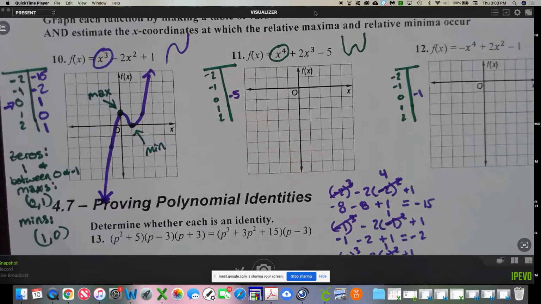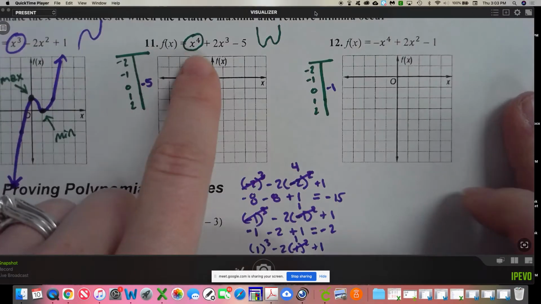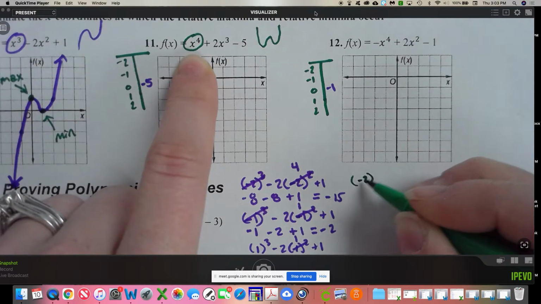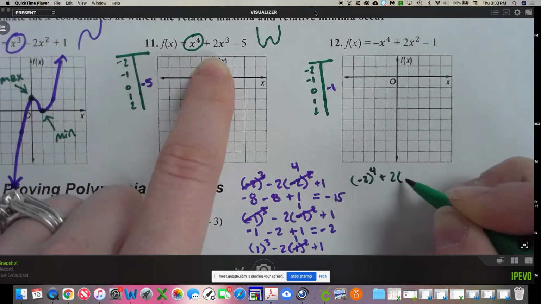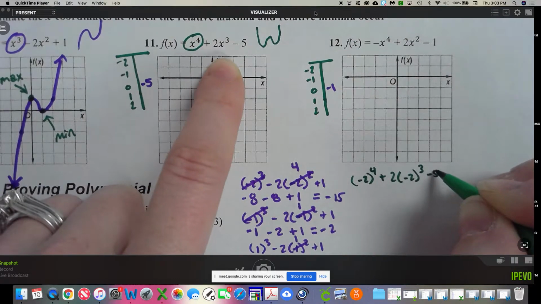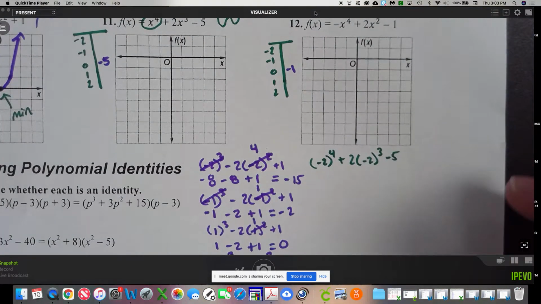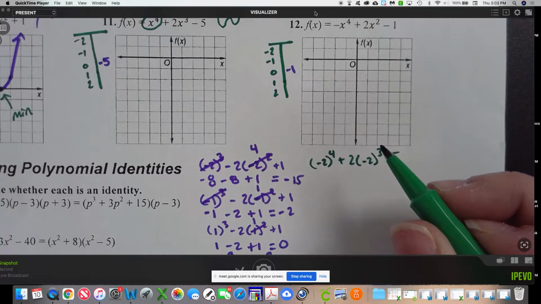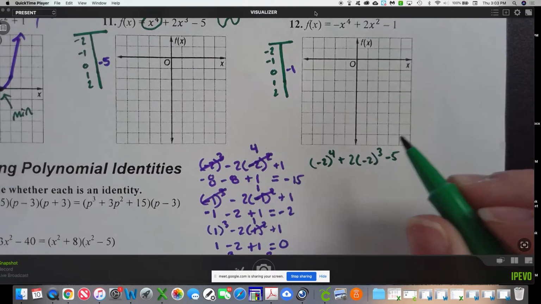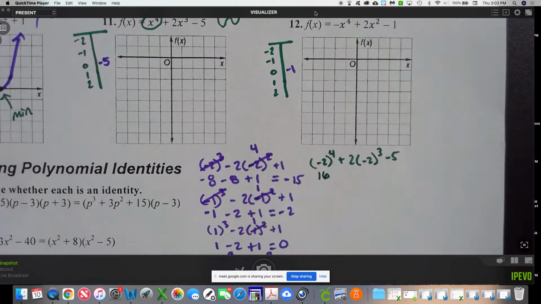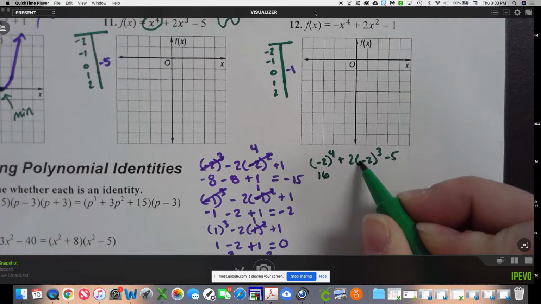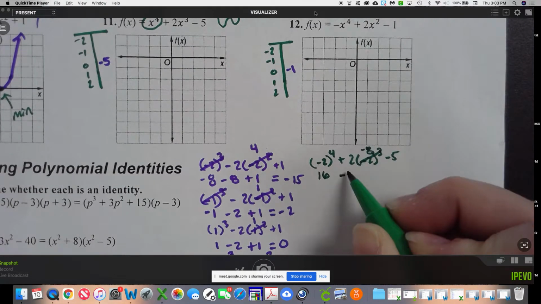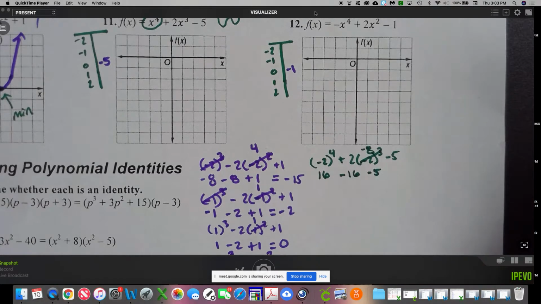All right, -2 we're going to plug in first. -2 to the 4th power plus 2 times -2 to the 3rd power minus 5. -2 times -2 times -2 times -2, four times, is positive 16, I think. -2 to the 3rd power is -8, which gives me 16 minus 16 minus 5. So that's at -5.